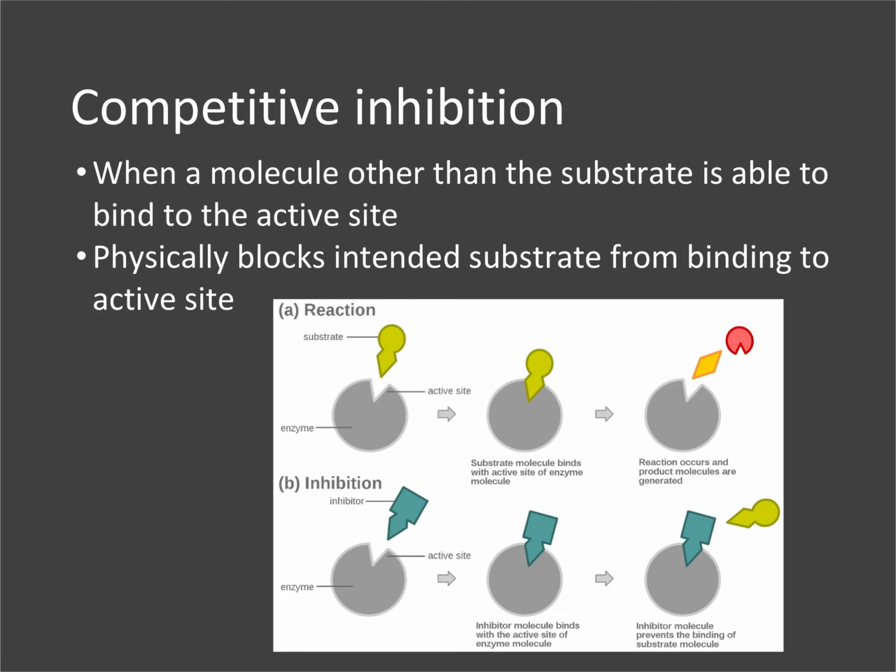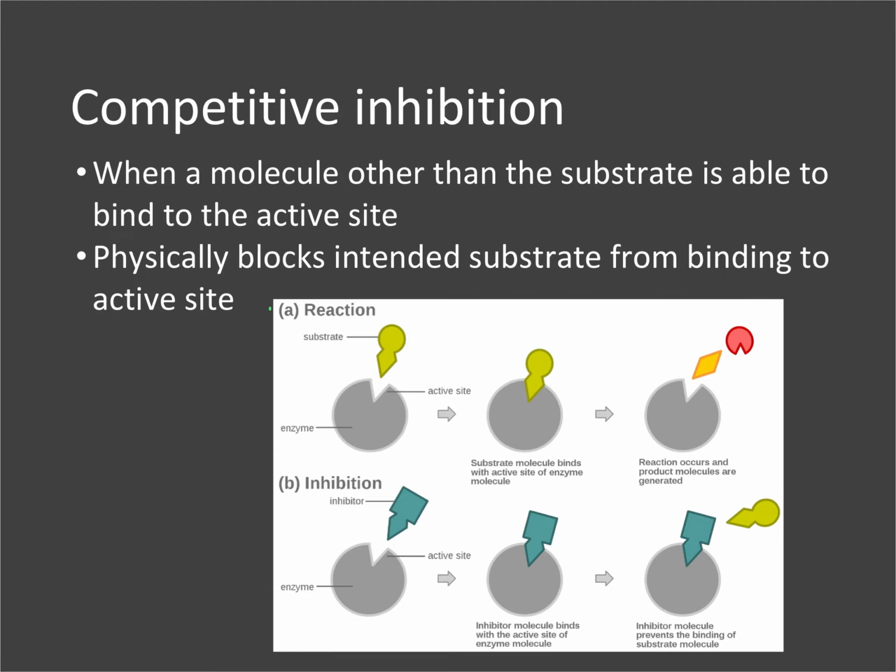So let's start by taking a look at competitive inhibition. Competitive inhibition is when a molecule other than the substrate is able to bind to the active site. And when that molecule binds to the active site of the enzyme, it blocks the substrate from binding to the active site, and therefore the enzyme is not able to catalyze the reaction.